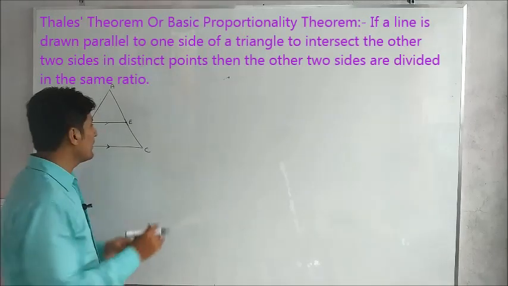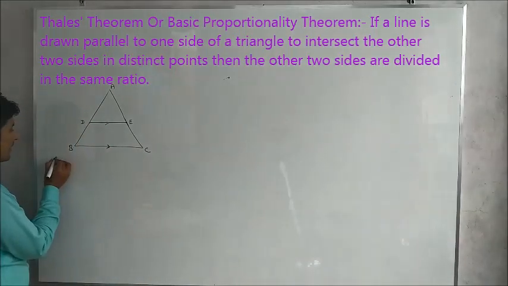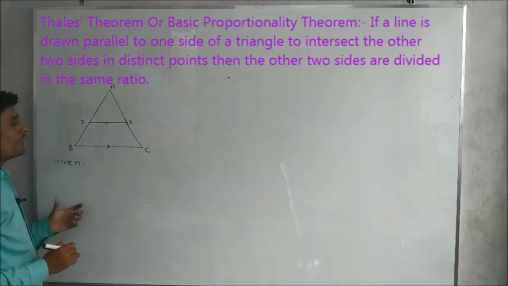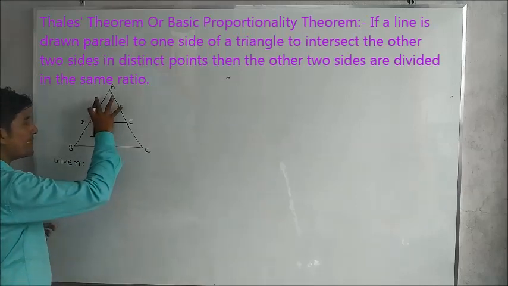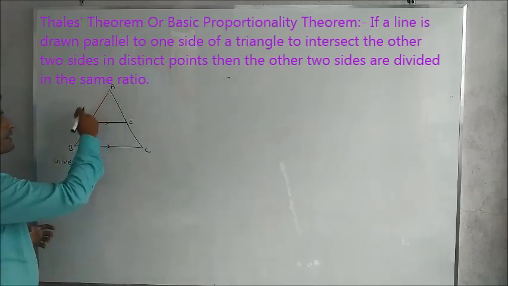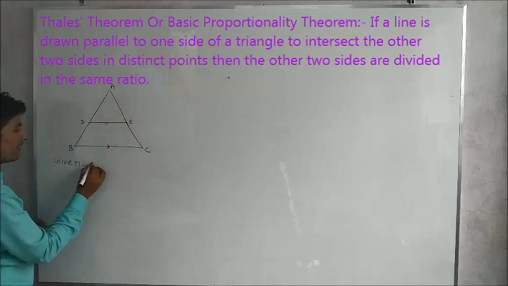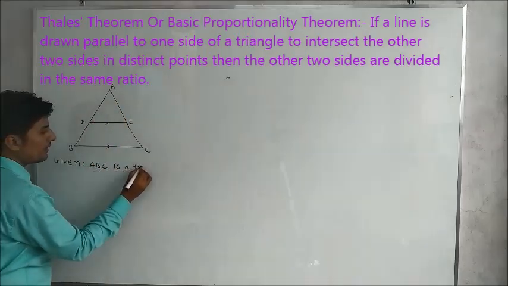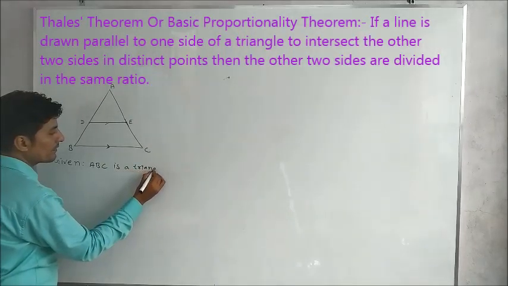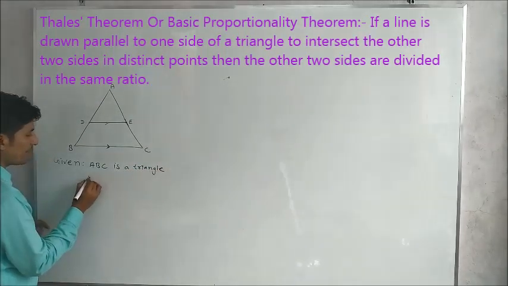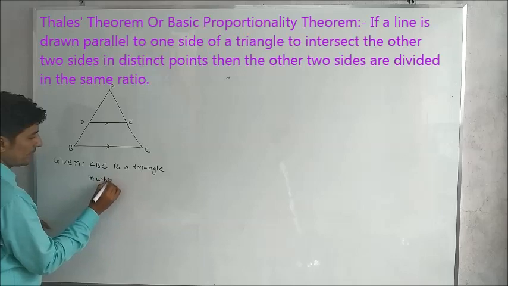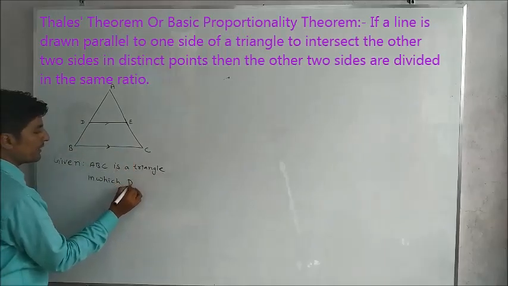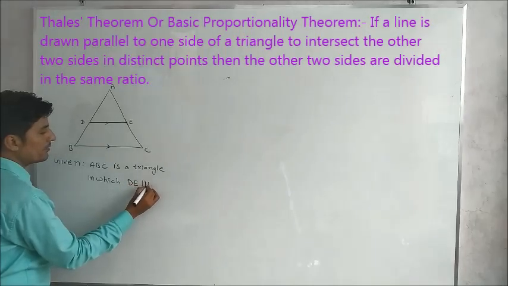After drawing the figure, we have to write the very first step, that is Given. In Given, we write whatever is given in the figure. In the figure, it is given that ABC is a triangle in which DE is parallel to BC. So we can write here DE is parallel to BC.